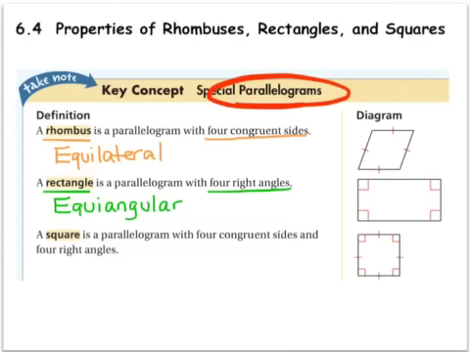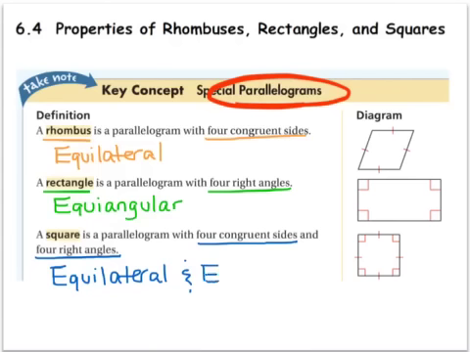And our last case is the square. A square is going to be both equilateral and equiangular. So all four of the sides must be congruent and all four of the angles. So this is equilateral, and it must also be equiangular.